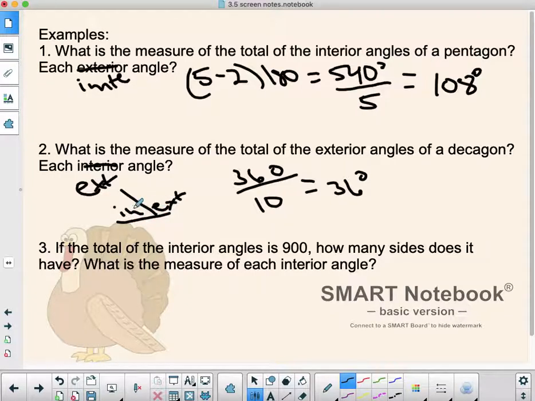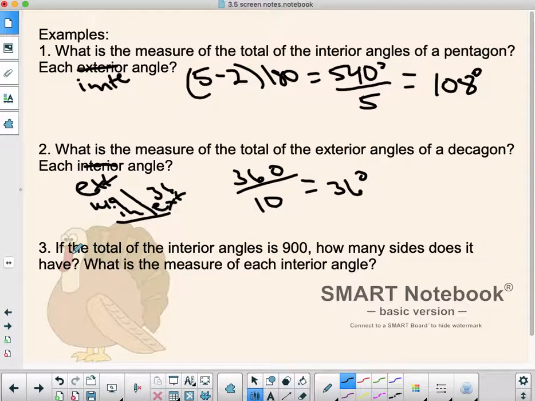So they're going to add up to 180 degrees. So I can use the exterior angle. If the exterior angle is 36, I can find what the interior angle would be, because I can just take 180 minus 36 and I would get 144. So the interior angle would be 144. So you can go back and forth between interior and exterior angles. If you know one, you can find the other.